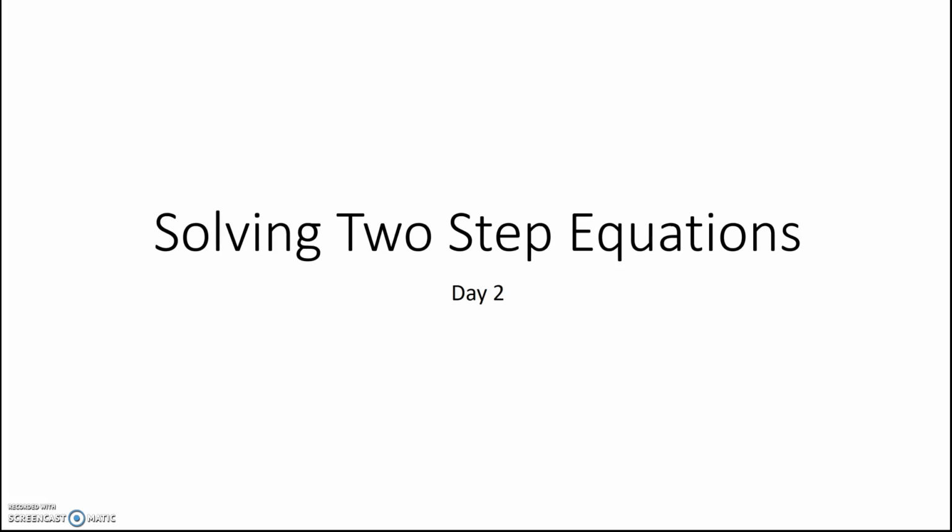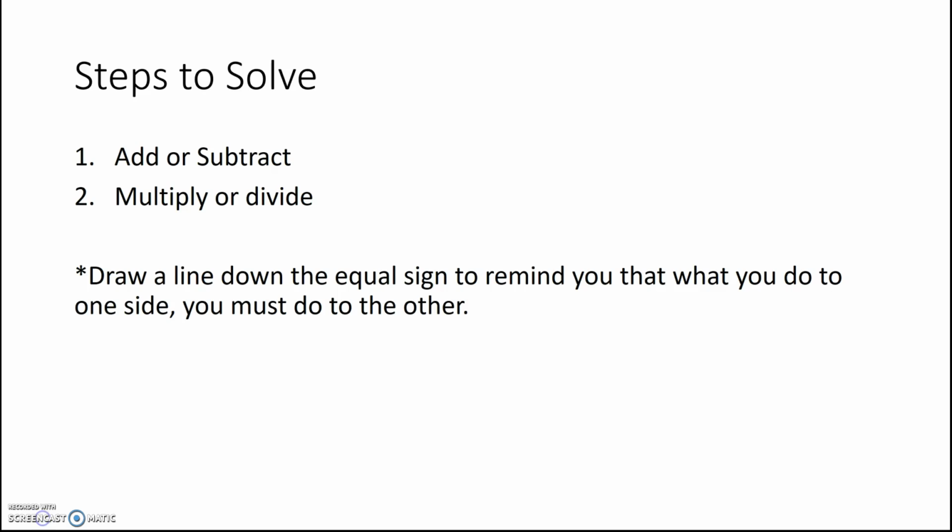So today we're solving two-step equations. We've already talked about our steps, but just to remind you, our first step is always going to be to add or subtract, and our ultimate goal is to get the variable or the letter by itself. So we're going to add or subtract first, and then we multiply or divide. And just remember to draw a line down your equal sign to remind you that what you do to one side, you have to do to the other to keep it equal.